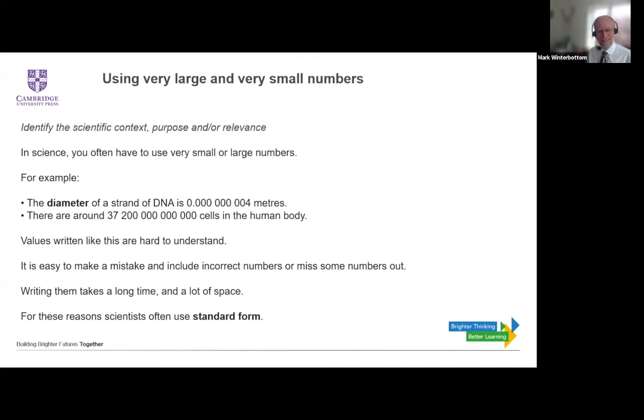So it's easy to make a mistake and including fake numbers or miss some numbers out. And it takes a long time to write them. We use up a lot of space. And so for that reason, scientists often use standard form. So look what we've done. We've taken us from the contextual problem, and we've built towards telling our students about what the solution is in terms of maths.